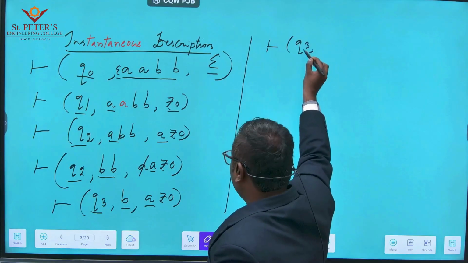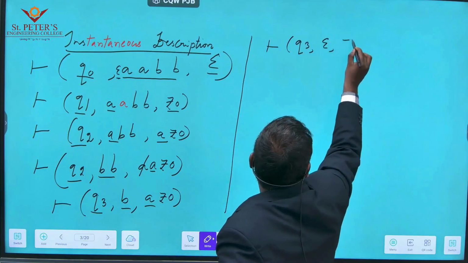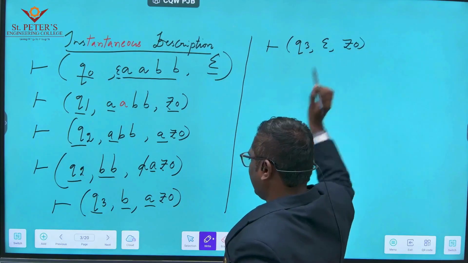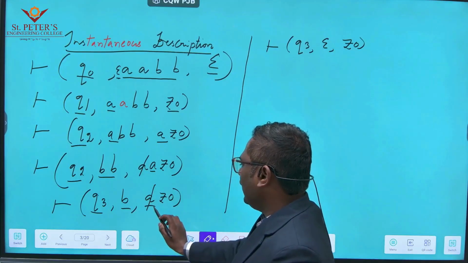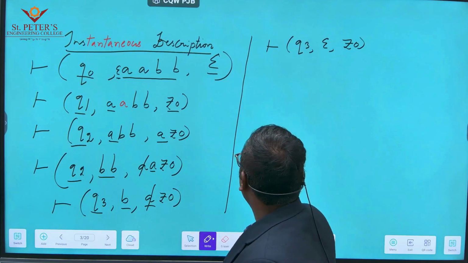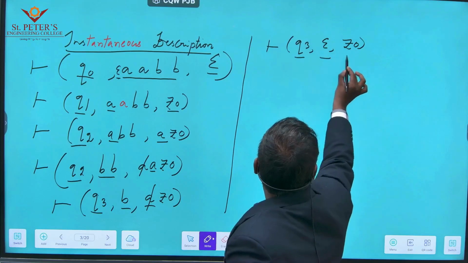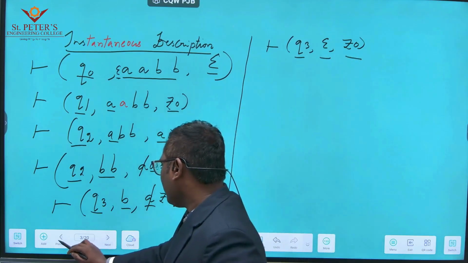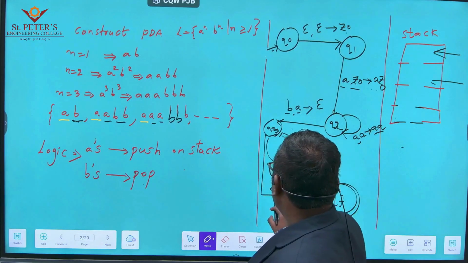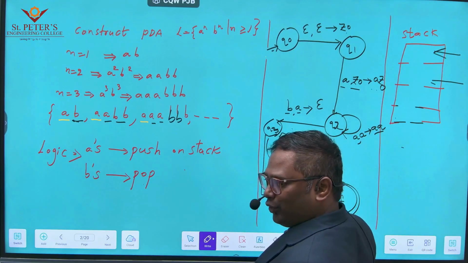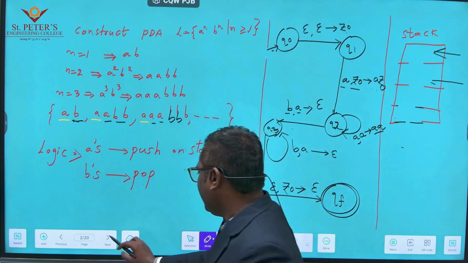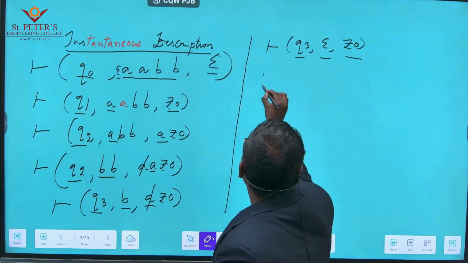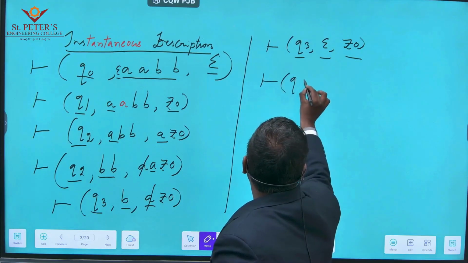The remaining input is epsilon, and what is leftover on top of the stack? Z0, because this should be popped out from the top of the stack. When B is encountered, I am popping A from the top of the stack. Now Q3, epsilon, Z0. I am reaching the Q final state, and I am popping this Z0 also because I have returned epsilon there.